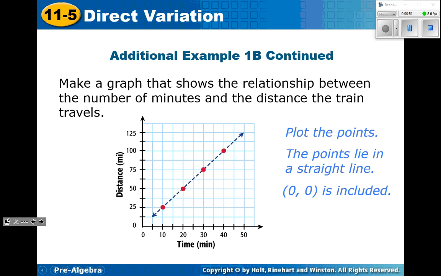Another thing that you could do is plot the graph, and you can see that it is indeed linear. The points line up, and we talked about the fact that it would contain the point 0, 0.